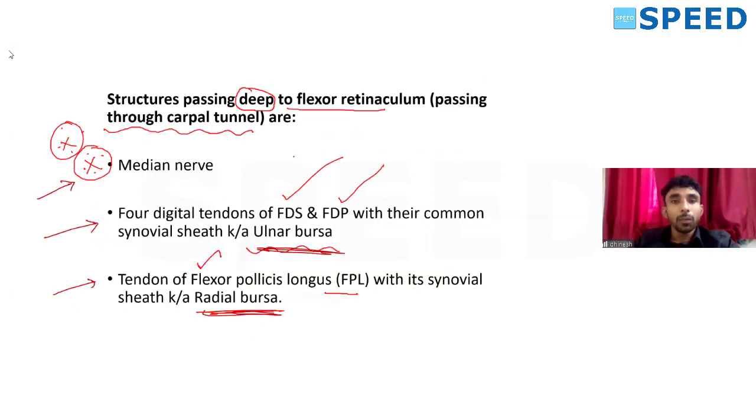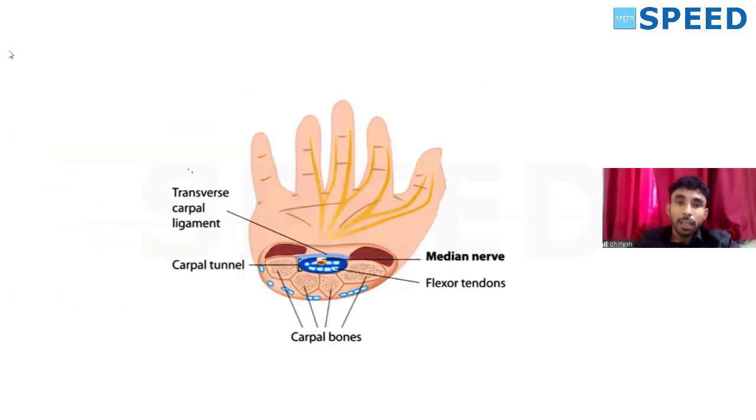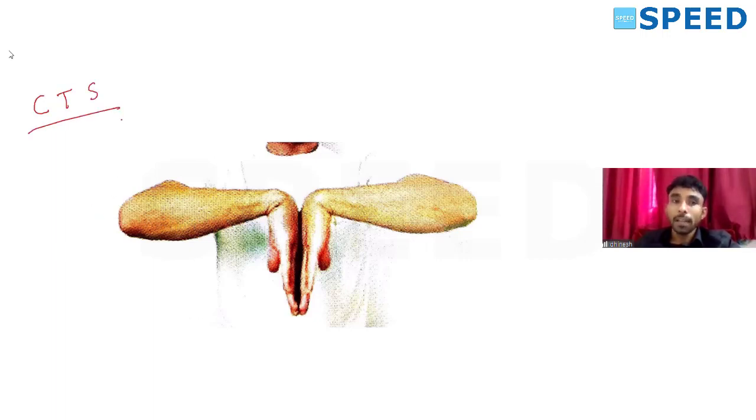The answer is ulnar nerve and ulnar vessels, or ulnar artery. Now, as we discussed earlier, another name for the flexor retinaculum of the wrist is transverse carpal ligament. Flexor retinaculum of wrist can otherwise be called transverse carpal ligament. Coming to the applied aspect of the flexor retinaculum, there is one clinical condition called CTS. What is CTS? Yes, it is carpal tunnel syndrome. What are the important things we have to know about carpal tunnel syndrome? Actually, it is one of the very common clinical conditions.